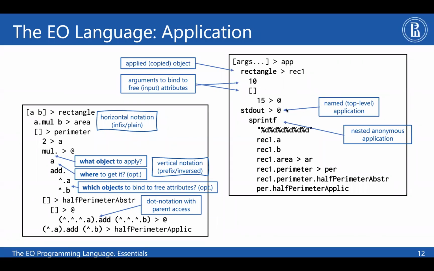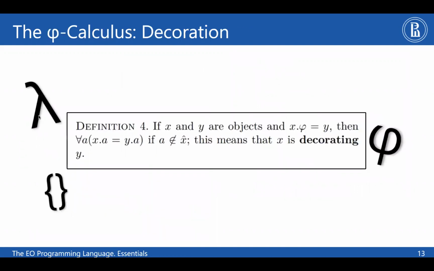And again, applications may be named, or top-level applications, or nested, like sprintf is an application inside another application. And basically, application has the following structure. We put the applied object or copied object. Here it is a rectangle. And then arguments that we want to bind to its free attributes. So we bind 10 to the first attribute A, and we bind this anonymous abstracted object directly here in the application to parameter B. Okay, let's proceed next.